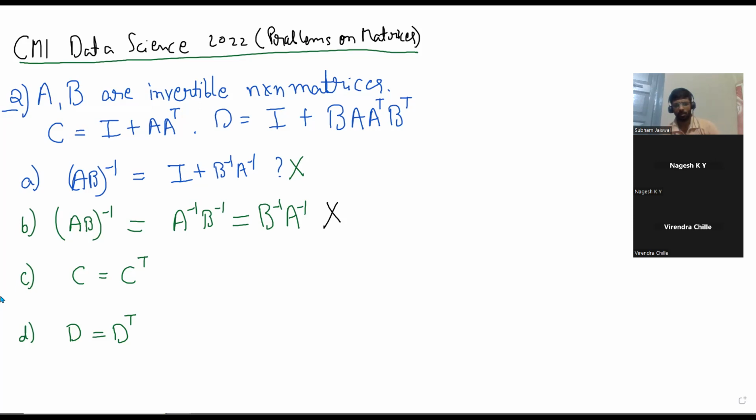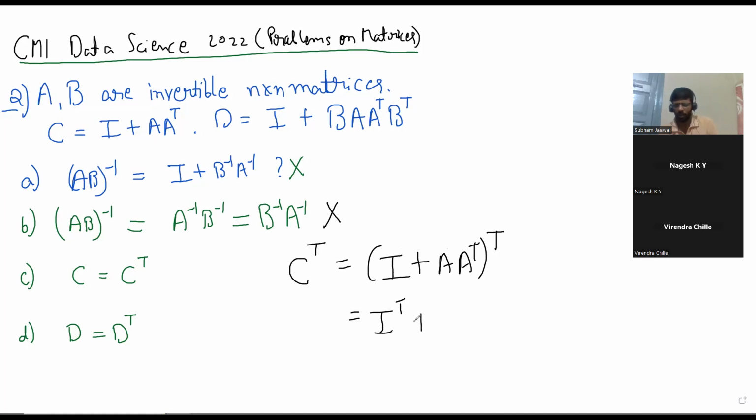Sir, if I take C transpose, does this make any difference to A into A transpose raised to T? Does that also change? So you just want to compute C transpose, right? Yes. Then what is your question? I plus A. So, sir, it should be I transpose plus A into A transpose raised to.